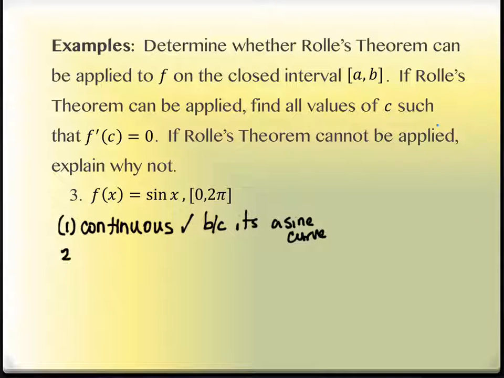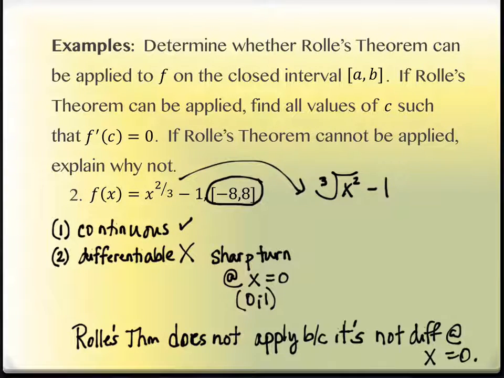Second one, differentiable. What was our reasoning for the last example of why it was continuous? It's continuous because it's a cube root. Cube roots are continuous. Square roots wouldn't be unless you're only dealing with positive values. But since this is a cube root, you can put positives or negatives and 0 into cube roots without a problem. Okay.